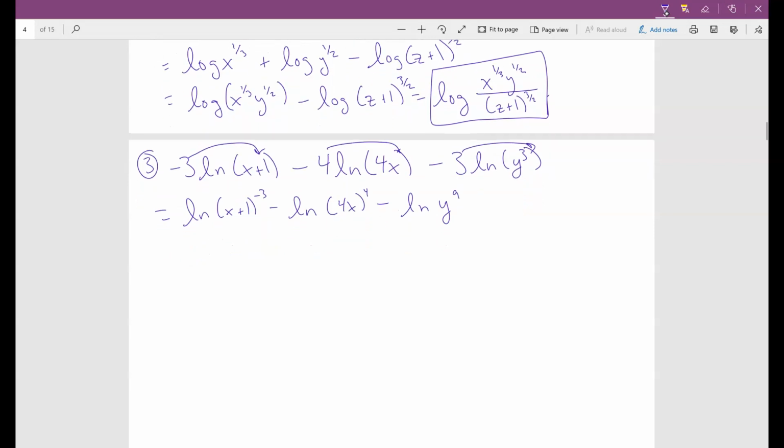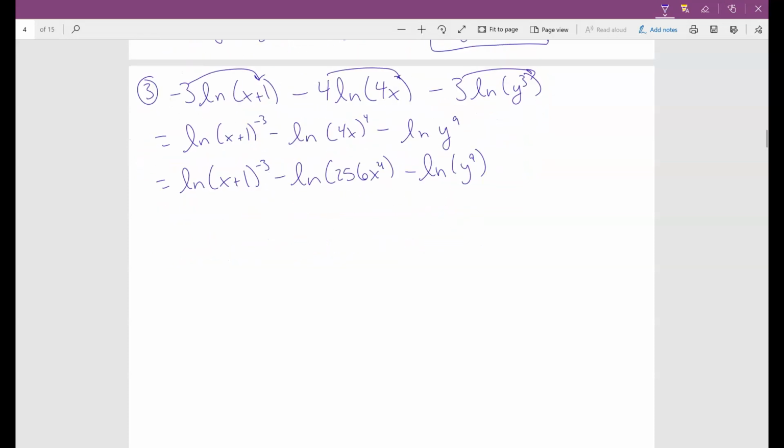Okay, let me change this a little bit. ln of x plus 1 to the negative 3. This guy is going to be ln, and now we've got to do 4 to the power of 4, which will give me 256, and then x to the power of 4, minus ln of y to the 9th. I see a subtraction here, so that means there's going to be a division. So the top is going to be x plus 1 to the negative 3, and the bottom is going to be 256 x to the 4th, minus ln of y to the 9th.